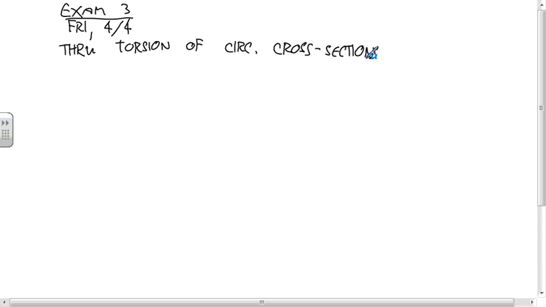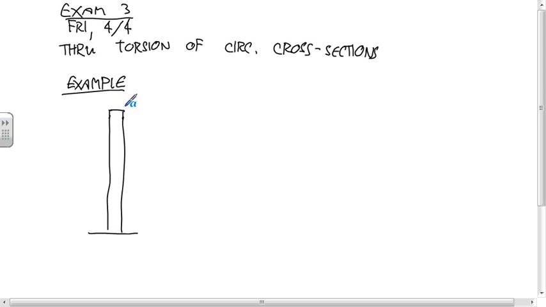I want to do one thing. So the first thing I want to do is just talk about how to calculate the amount of torsion at a specific point. And you'll see that this really is pretty similar to internal loads problems.